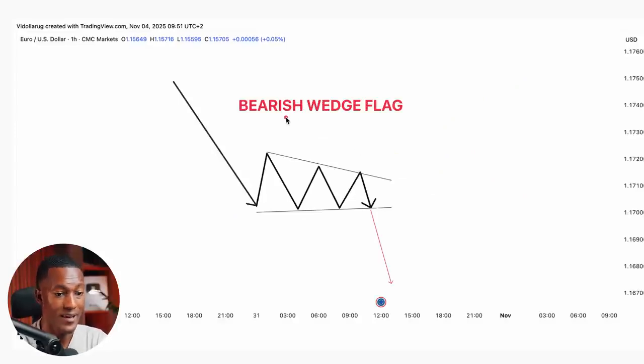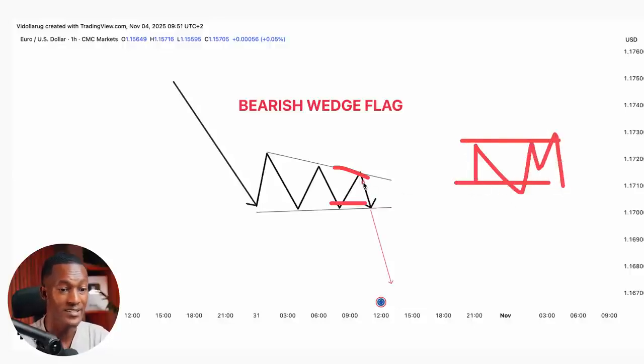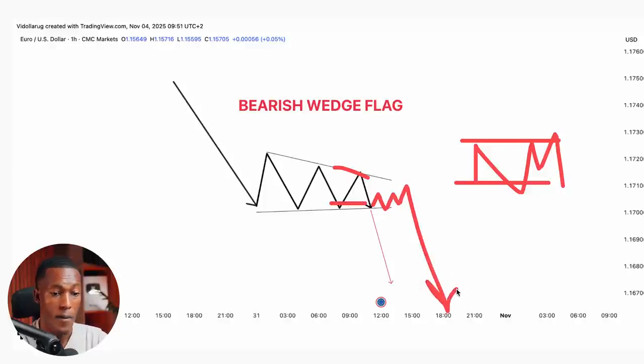Next up, we have another bearish pattern. We call this the bearish wedge flag. In here, it's also like a flag, just like the first one, only that in here it gets a bit smaller. Remember, for the other scenario, it was pretty much equal, but in here it gets a bit smaller.